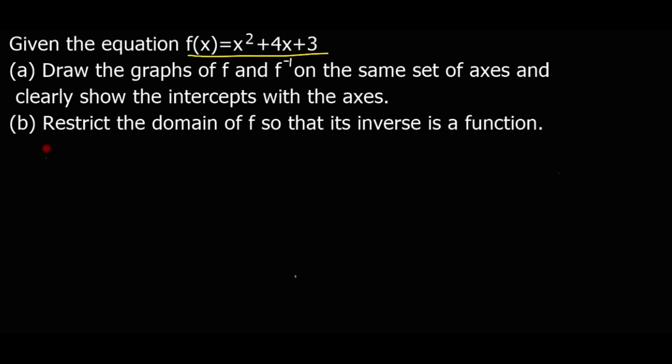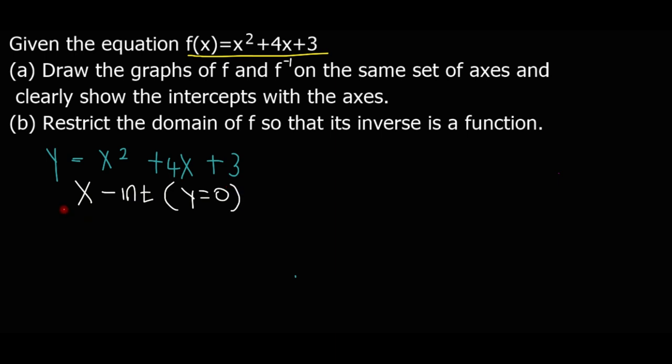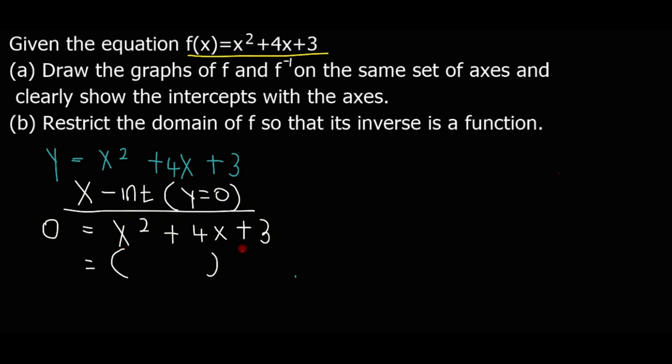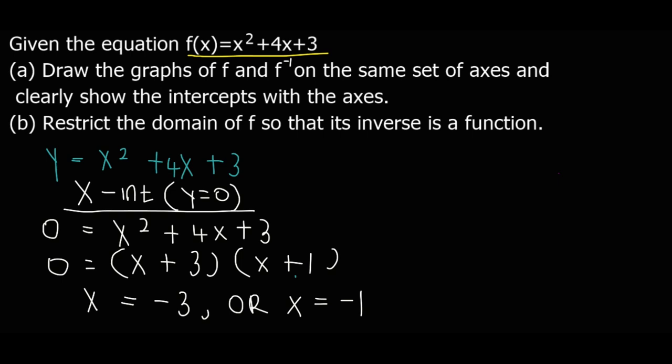So we have f of x equals x squared plus 4x plus 3. So I will find the x-intercepts. To find the x-intercepts, we let y be 0. So 0 equals x squared plus 4x plus 3. From there I will factorize. The factors are 3 and 1. And then solving for x, x equals negative 3 and x equals negative 1. So those are the x-intercepts.